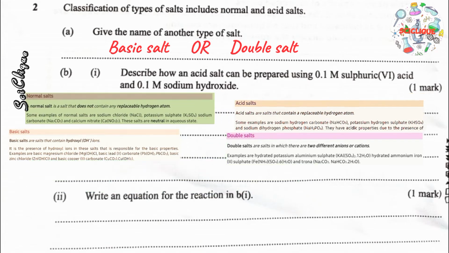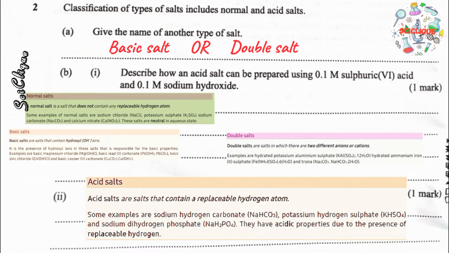Moving on to the next one, acid salts. These are salts that contain a replaceable hydrogen atom. Whenever you see the formula of a salt or the name of it and it has hydrogen in it, that is an acid salt. For example, sodium hydrogen carbonate, potassium hydrogen sulfate, sodium dihydrogen phosphate, you see that hydrogen? Those are acid salts. As the name suggests, if you were to take such a salt and dissolve it in water, then yes, it's going to have acidic property due to the presence of the replaceable hydrogen.